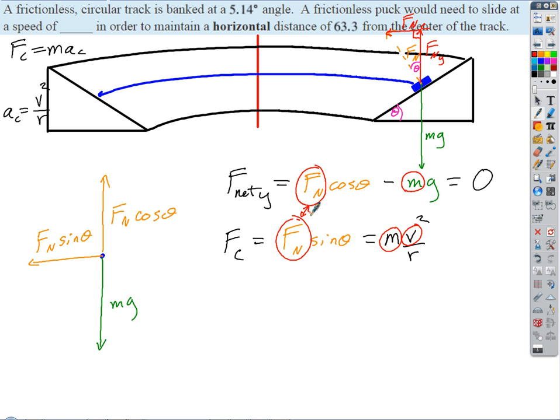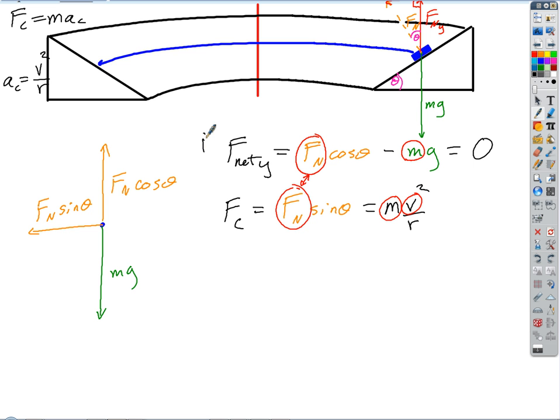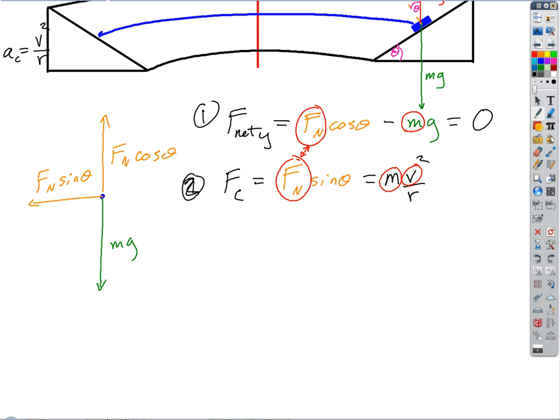Well, we're going to want to substitute probably into the bottom one, because we're ultimately trying to find the speed, aren't we? So in the top equation, if we solve for normal force, what are we going to get? Let's label these. This is equation 1. Whoops, that's equation 2. So equation 1 is going to become, if I solve for normal force, normal force equals mg divided by cosine theta.